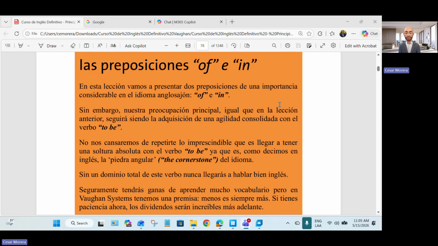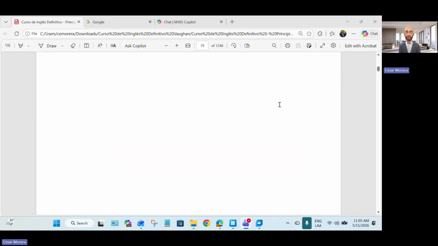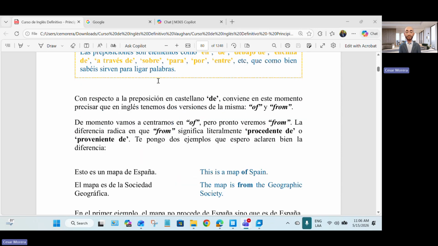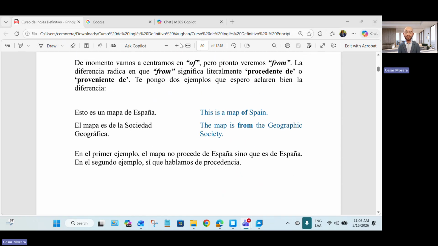So let's go. It is important to pay attention to the pronunciation and practice as much as you can. Along the next couple of weeks, we are going to study step by step the different words. For now, we are going to start with of. That will be the first preposition, and from. Later on, we will continue learning more prepositions and more vocabulary. So let's take a look at these examples.